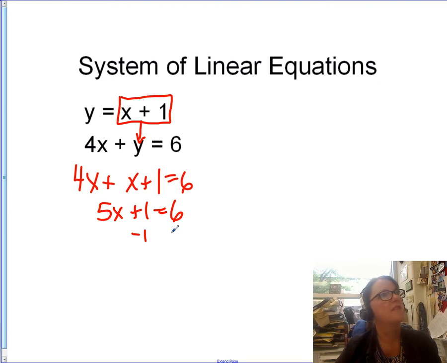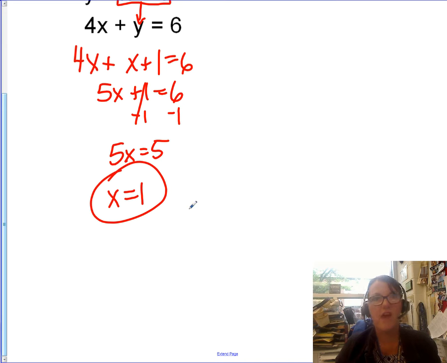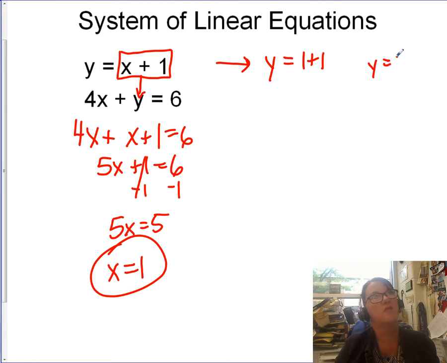Subtract 1. Oh, for goodness sakes, these numbers are being so nice to you. Look at that. 5x equals 5. Therefore, divide, and x equals 1. That's only halfway. Now we've got to go back and plug this in. You can plug it in either equation. Regardless of which one you choose, you should get the same value for y. If you don't, that means something went wrong and you'd better fix it. If you want to use this equation, you'd say y equals 1 plus 1, which means y equals 2. I would check it in this one as well just to make sure.